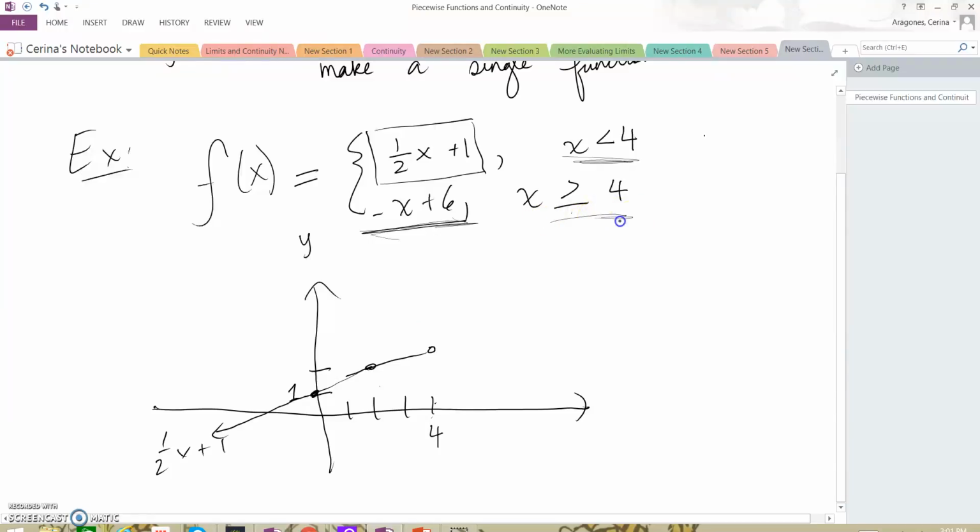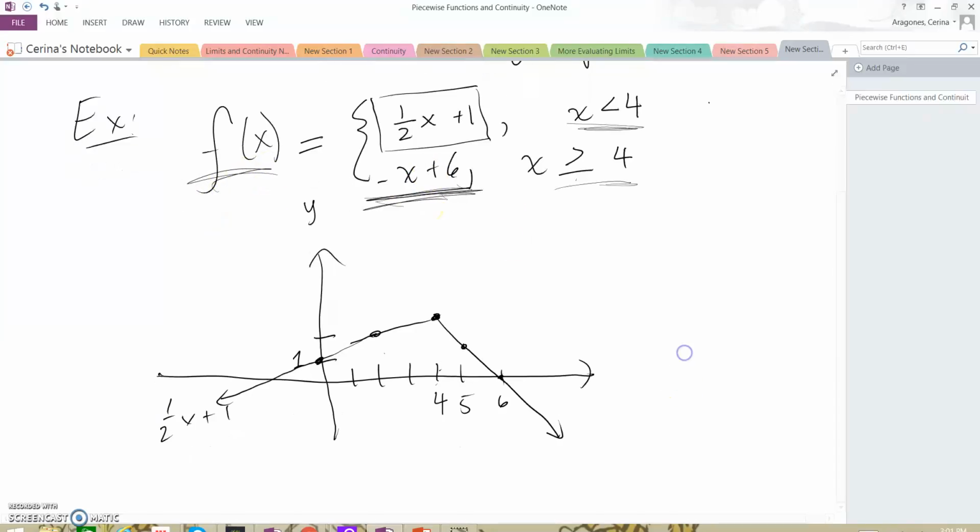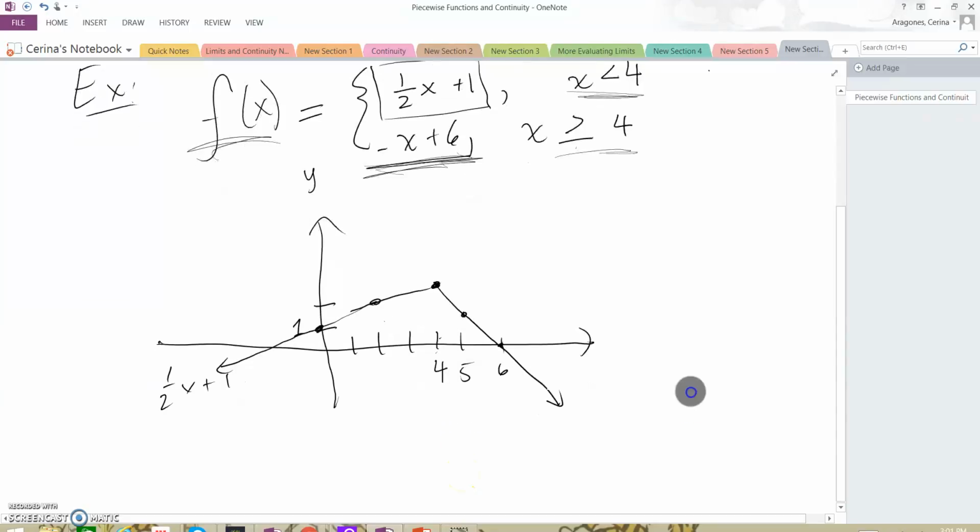Then at 4, we have to use this equation, negative x plus 6. So at 4, its value is actually 2. So then we start here, and then we're decreasing. So over 1, down 1, over 1, down 1, and our function looks like this. So the two pieces of our single function combined make this graph. Okay? And that's a piecewise function.